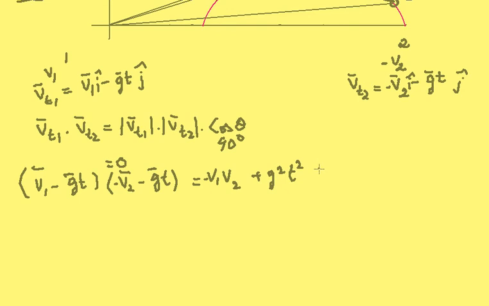But we have seen that this total value is equal to 0. So v1 v2 is equal to g square t square. This gives us a value of t equal to root over v1 v2 by g.